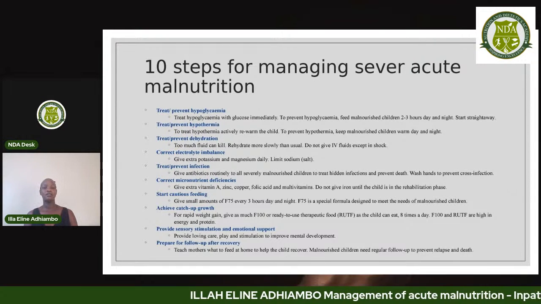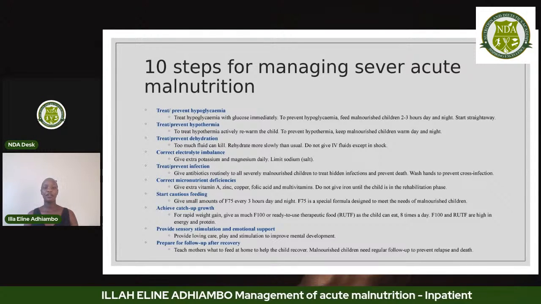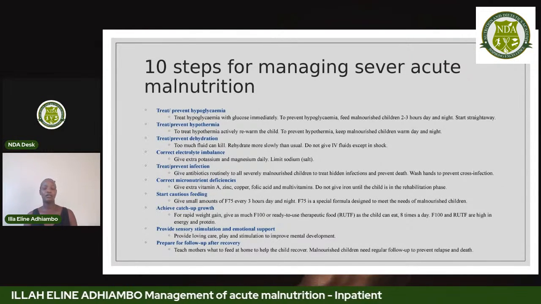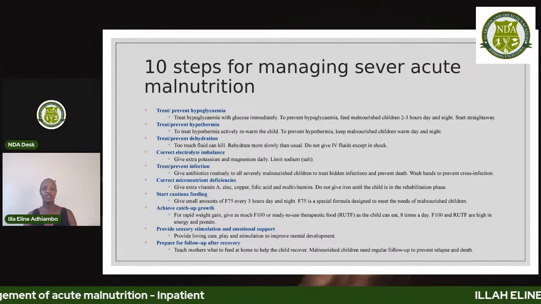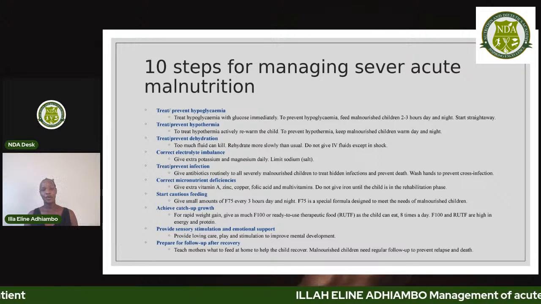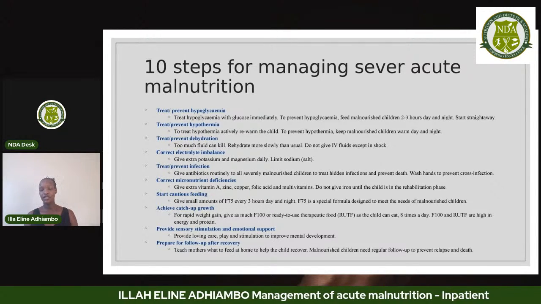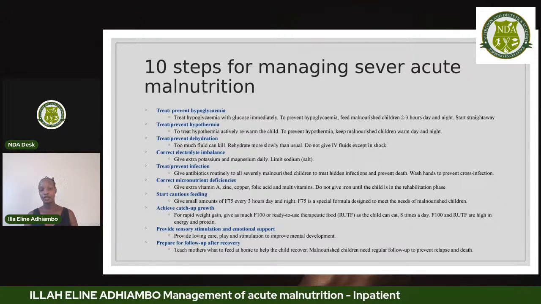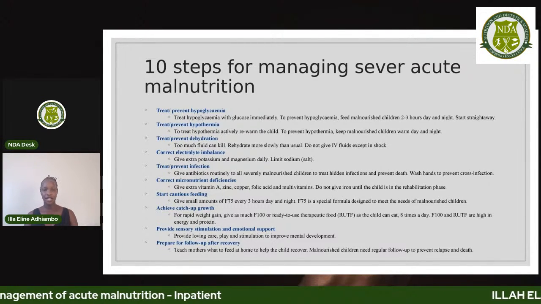And then from F100, that is when we are trying to target catch-up growth, which is the 8th step, where we want to see this baby gaining weight. And all this, when you're going through all these stages, we have to make sure we're monitoring also the weight of the baby every day.